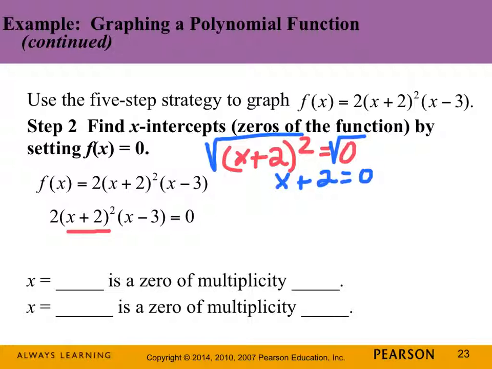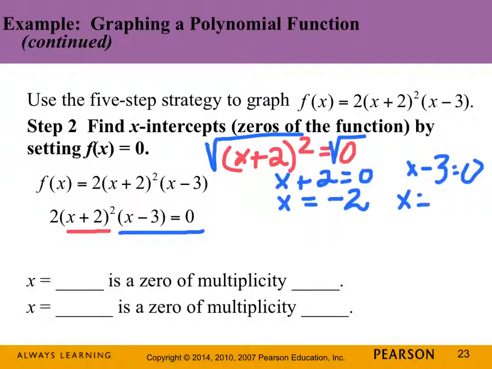Subtract 2 from both sides, x is negative 2. That's one of the roots. Now we also need to solve x minus 3 equals 0. So if x minus 3 equals 0, add 3 to both sides, x is 3. So x equals negative 2. Now that had a multiplicity of 2, and x equals 3. That just had a multiplicity of 1.